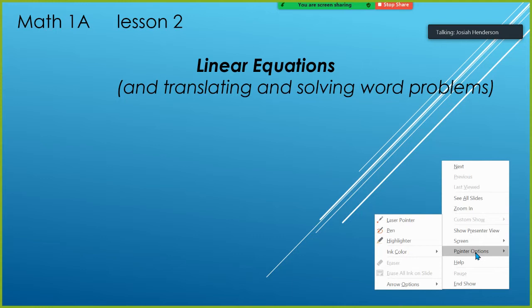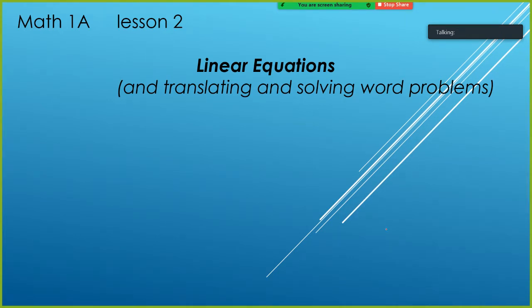Second mastery test today will be our homework. It's called linear equations. And I'm adding this in myself and translating and solving word problems.